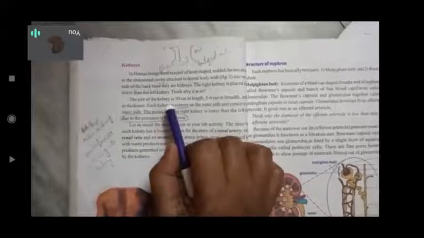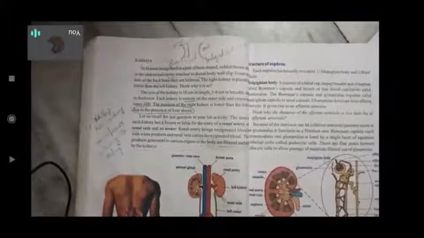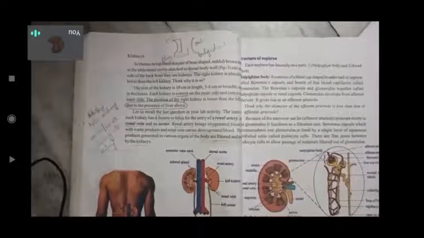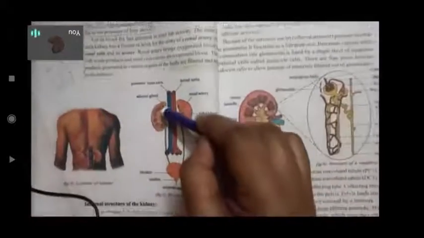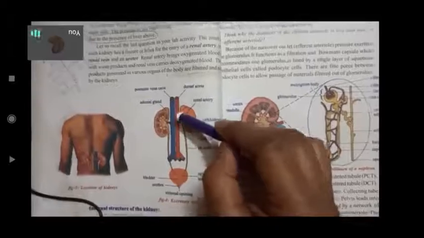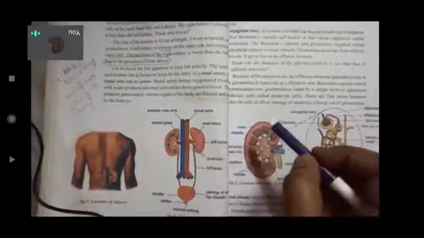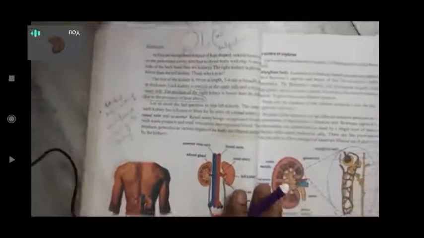The size of the kidney is 10 centimeters in length, 5 to 6 centimeters in breadth, and 4 centimeters in thickness. So that is the information about the structure of the kidney. Each kidney is convex on the outer side and concave on the inner side, like this. Concave on inner side, convex on outer side. I think it is clear for you.